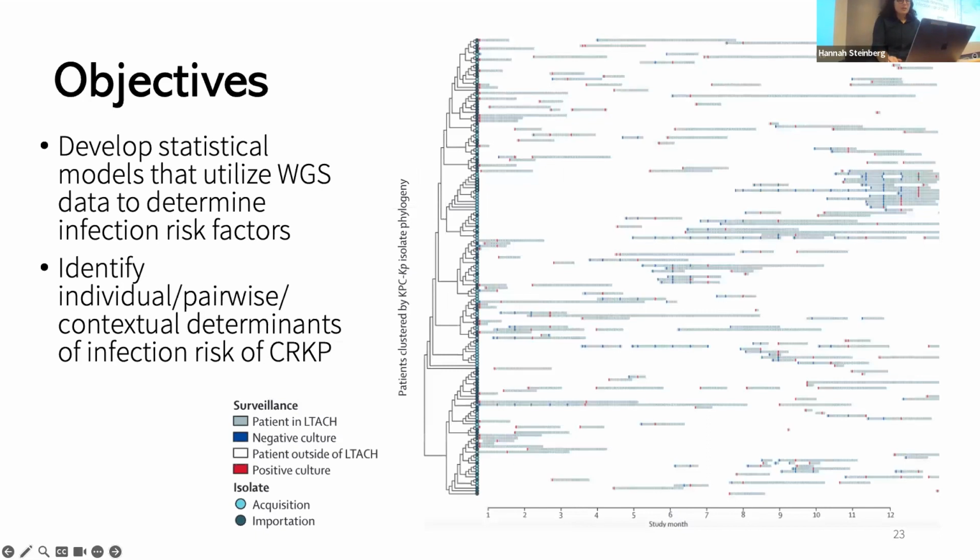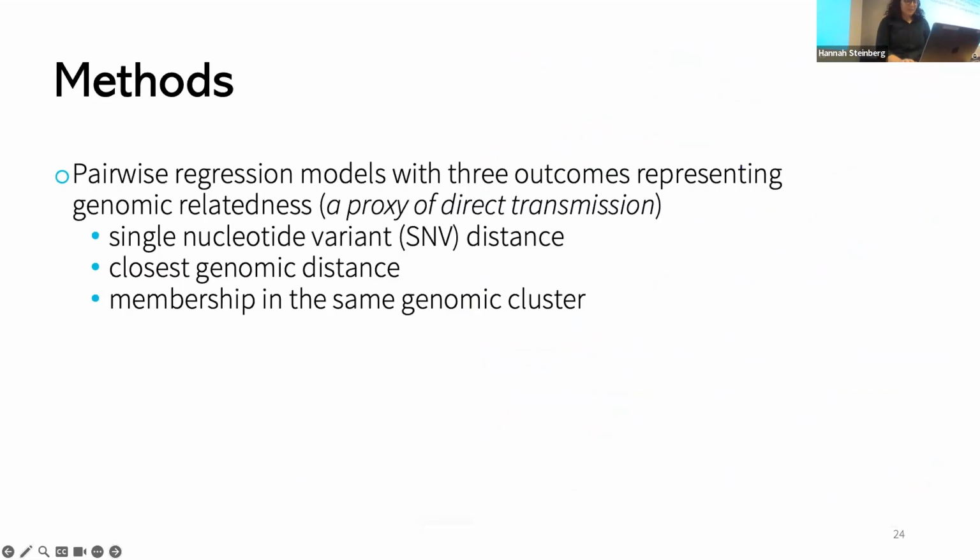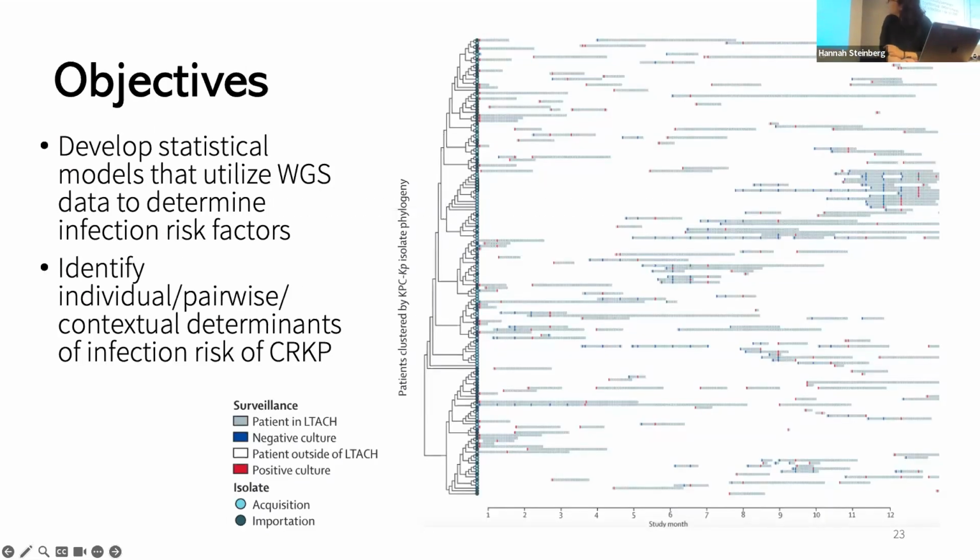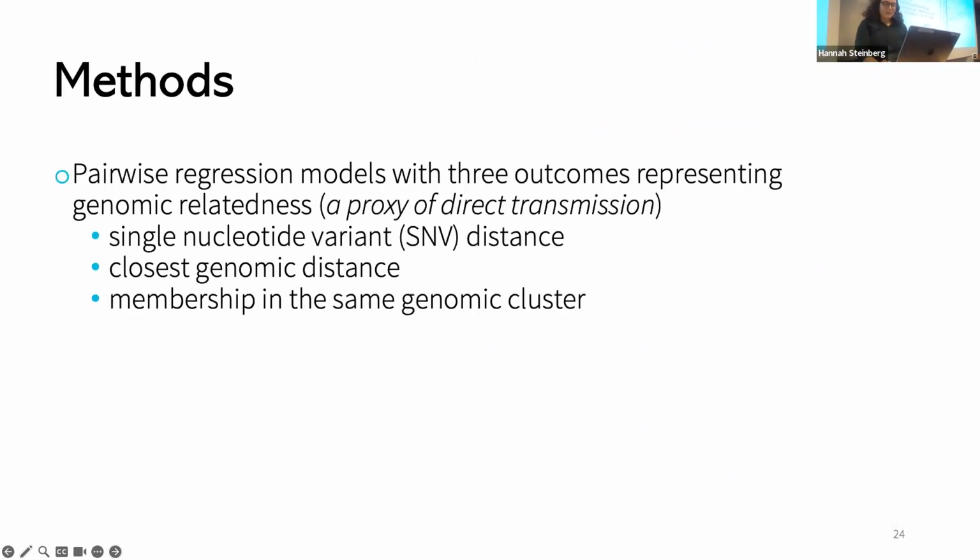So the objectives of my study were to develop statistical models that utilize whole genome sequencing data to determine infection risk factors and quantify them. And I wanted to identify risk factors on the individual, pairwise and contextual level to determine infection risks of CRKP. And now we're coming back to this nasty looking data set. It's actually a nice figure. Not done by me, sorry, a previous student did this.